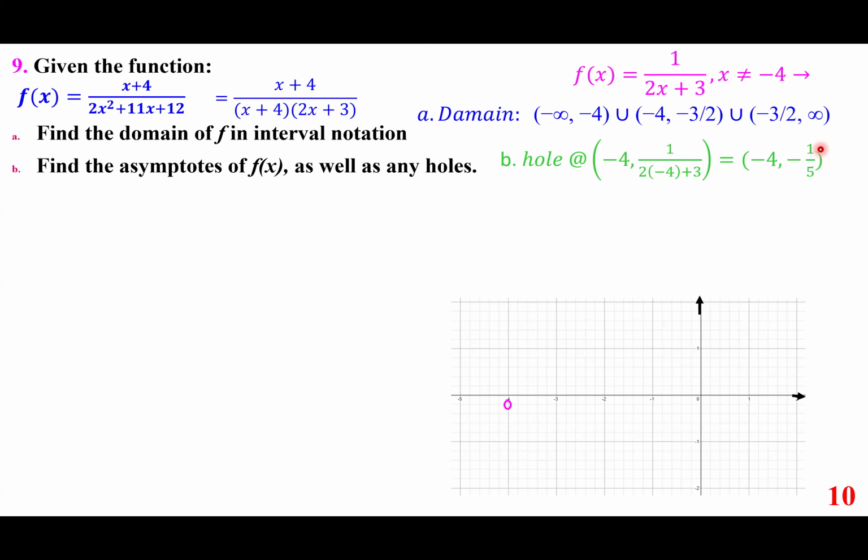So again, this may not be to scale, but negative 4 is 1, 2, 3, 4 to the left, and this is 1 down. Okay, so roughly here. By the way, the scale along the x and y may or may not be the same.